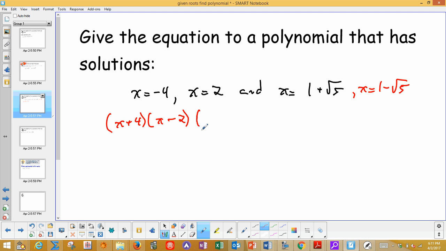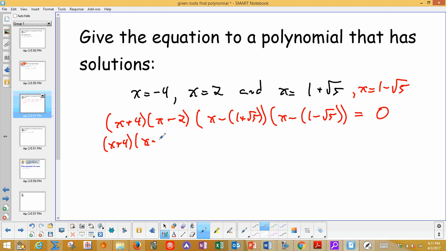So that means that one factor is x minus 1 plus root 5. That's for this one. And another one is x minus 1 minus root 5. And that's for this one. And our equation, since it's an equation, we'll make equal to 0. Now that's ugly, so we need to clean that up. So here's the little algebra that I'm going to do. x plus 4, x minus 2.